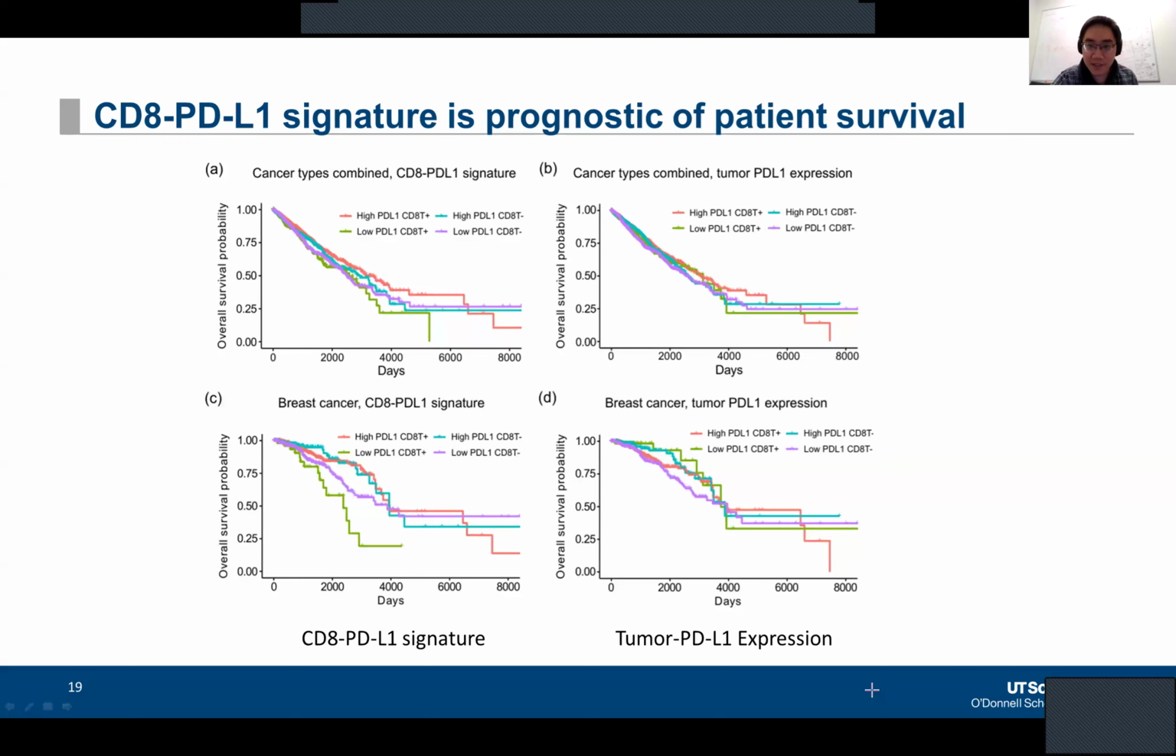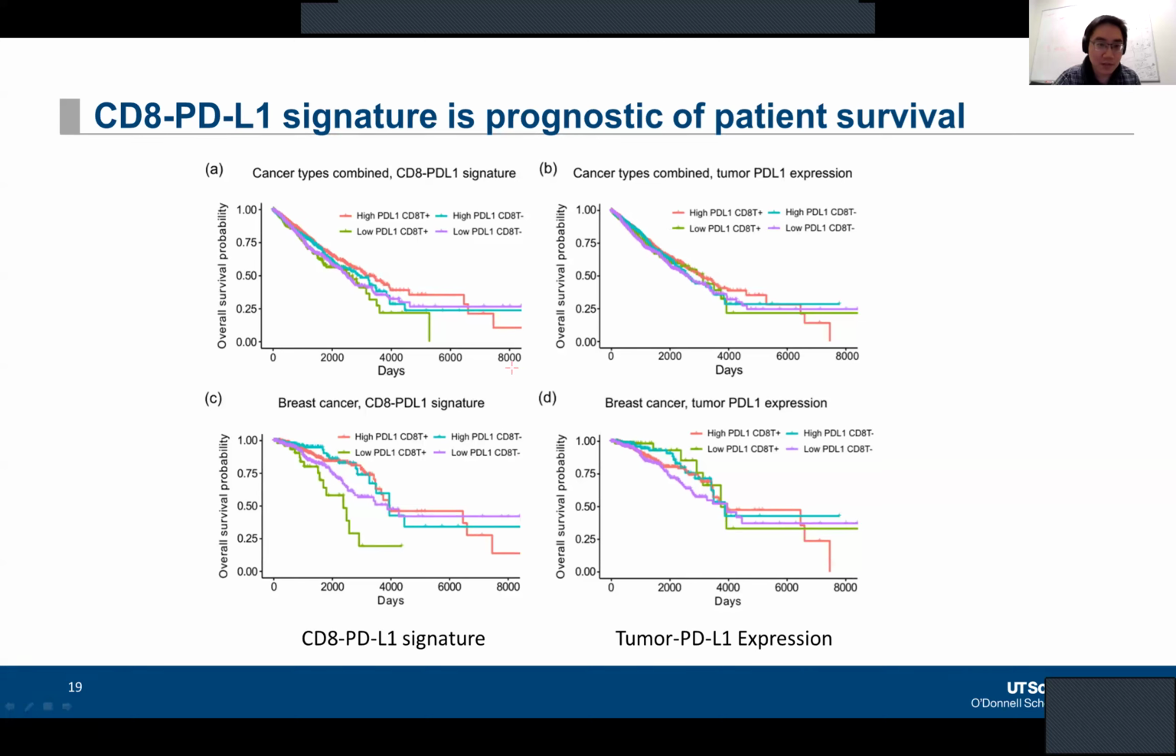So here we won't delve into the specifics of the mechanism of this difference. We just want to look at whether our predicted PD-L1 interacting genes make a difference or have a better signal than tumor PD-L1 alone. Because the prediction that we made was that these genes in CD8 positive T cells are responding to tumor PD-L1, we also divided the patients by their level of CD8 T cell infiltration in the tumor.